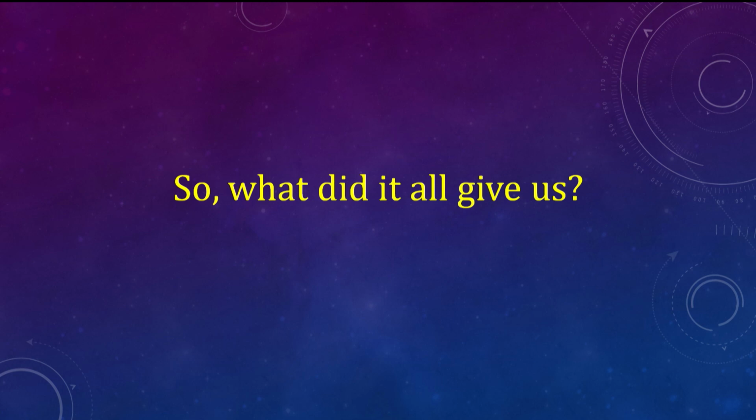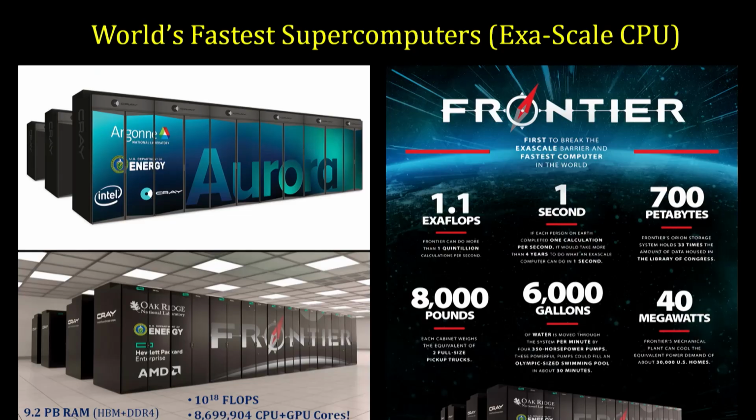So what did it all give us? We had all this technology behind us. What do we get out of this? We get some of the world's fastest supercomputers. We have exascale supercomputers today, Aurora and Frontier, and the computing power is about 1.1 exaflops.